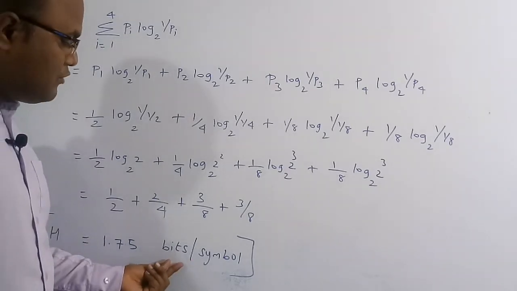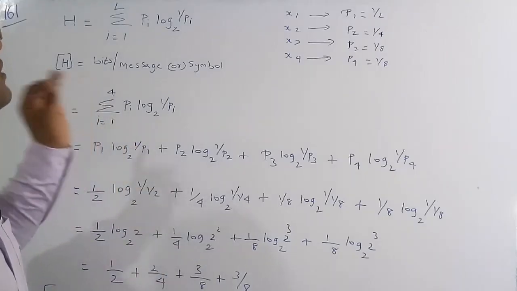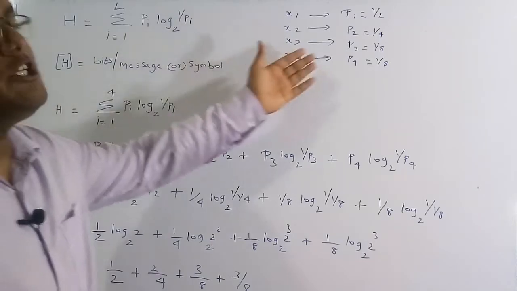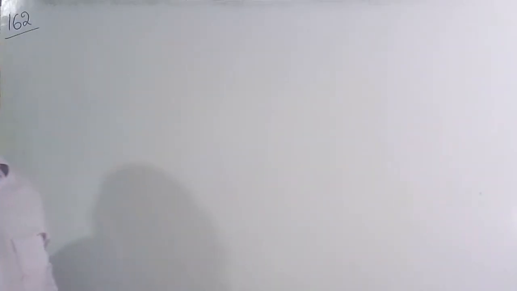So for each and every symbol this many number of bits are being utilized. So therefore this is the total entropy of the system for the given number of symbols with their respective probabilities which are given here. So now we are going to solve the 162 question.